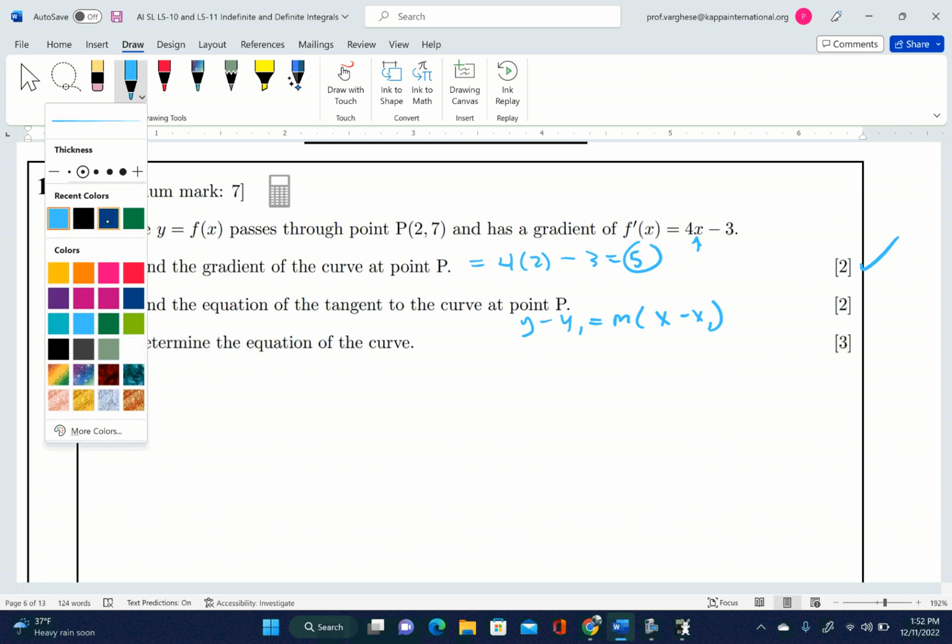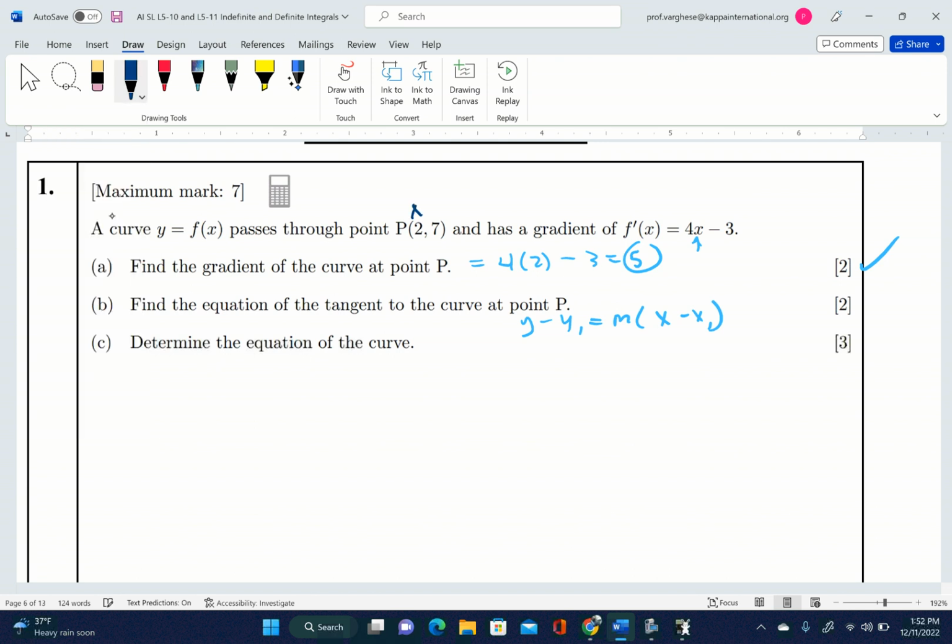Maybe it's a little bit too light, but x is 2 and y is 7. So I'm just going to go ahead and take that and plug that in. So I have y minus, my y1 is 7, right? That's our y coordinate, is equal to, we just figured out that our gradient or our slope is 5. So I'm going to plug 5 in, x minus, and our x coordinate is 2.